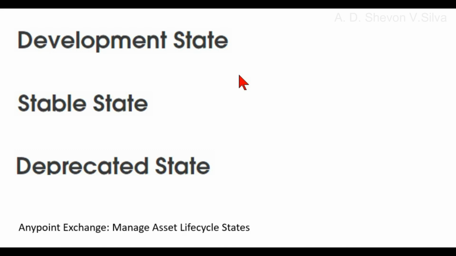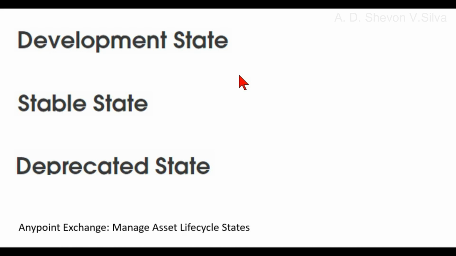The following information is not overwritten when republishing an asset in the development state: asset type, tags, categories, custom fields, documentation pages. Deleting an asset version in the development state is always a hard delete, enabling you to reuse the asset name, group ID, asset ID, and version.